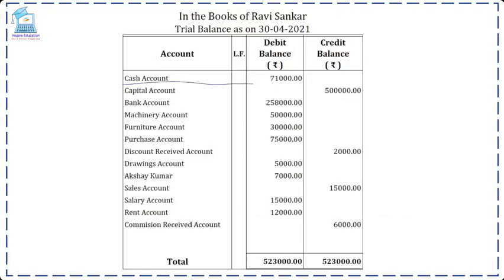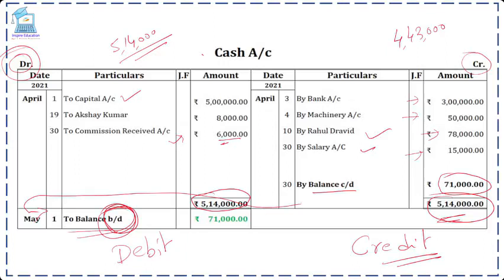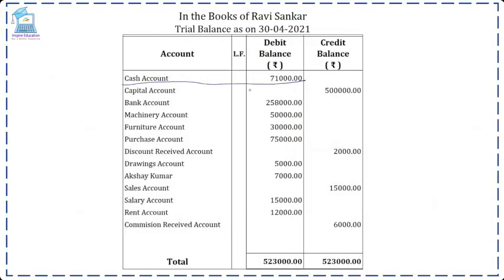So we are posting this on the debit side. Why on the debit side? Because we have seen that the balance is on the debit side, so there is a debit balance, isn't it? So this 71,000 was on the debit side. That's why we are posting it on the debit side. Likewise, the capital account we have seen is 5 lakhs.